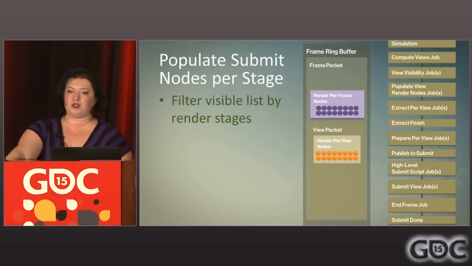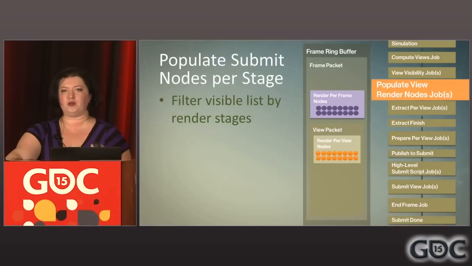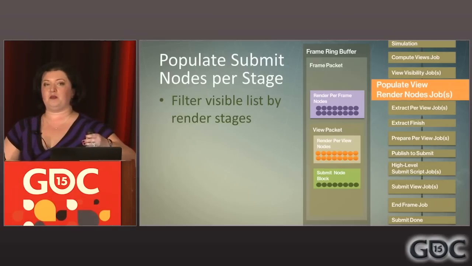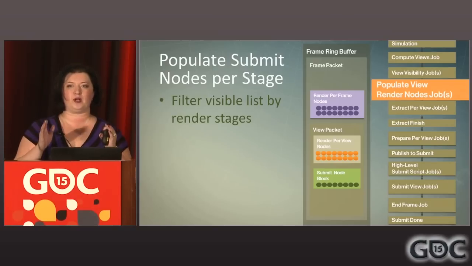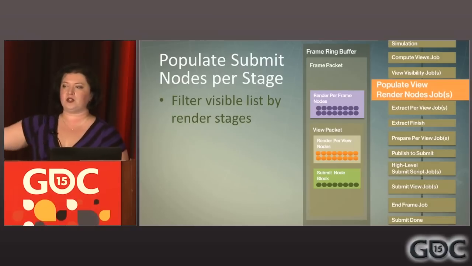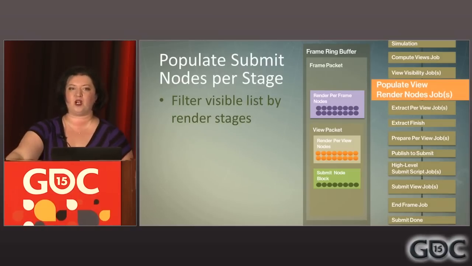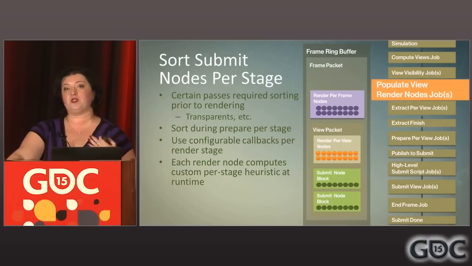Once the visibility returns the visible list, we're going to essentially populate the set of render stage nodes. As I mentioned, we run the populate render nodes job, and on top of the view nodes that I mentioned, we also use render stage subscription data to create blocks for each individual submit stage. This is what the submit jobs will iterate on. Super cache coherent and quick to do. And again, this is selected for the specific view that's needed.